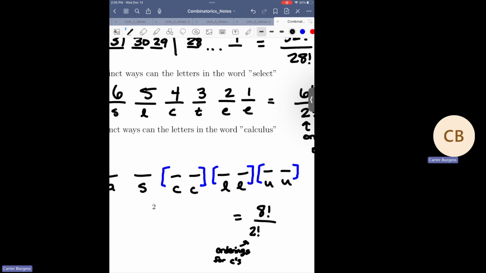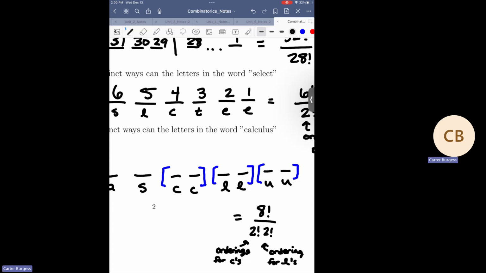Also 2. I could either have the first L here come in front or go behind the second L. And the second L is, again, pigeonholed into being the other option. So I have 2 different ways to organize the L's, which again, this is ordering for the L's. And then one last one for our U's.